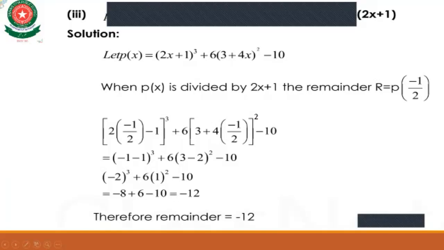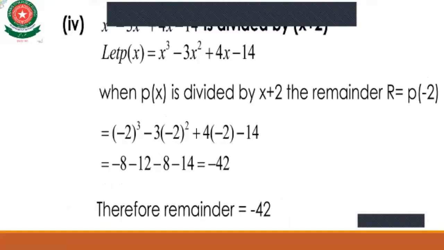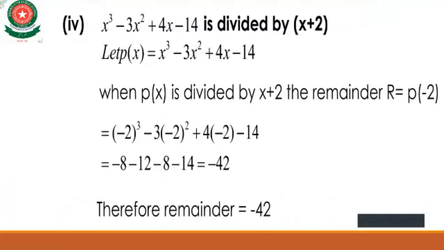So, moving on to the next question. Our next question, part number 4, is x cube minus 3x square plus 4x minus 14, when that is divided by x plus 2. This is a very simple question, like question number 1 part 1. We just have to find the value of x.